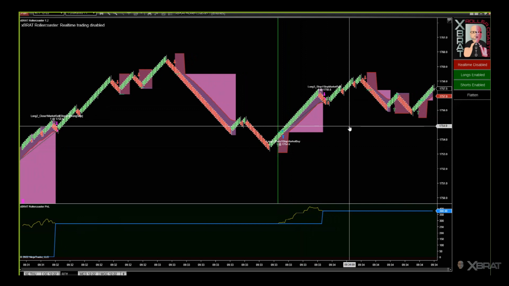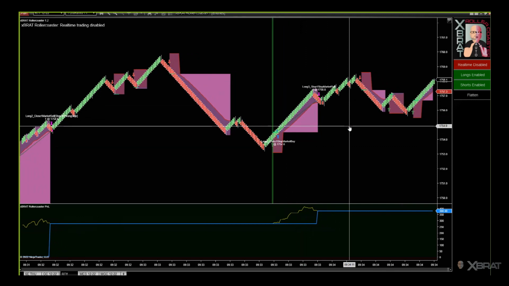Yes, there was a few minutes work for those support and resistance zones, but this is how to use that roller coaster auto trader.